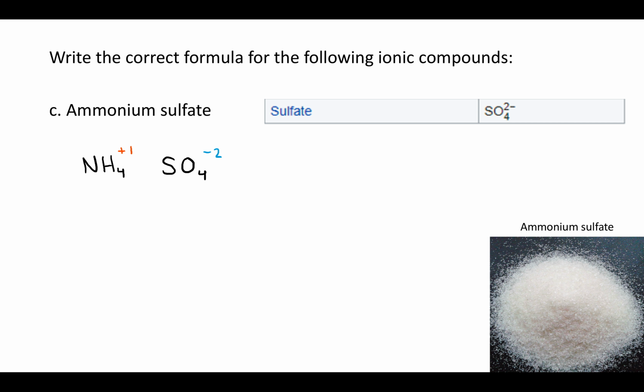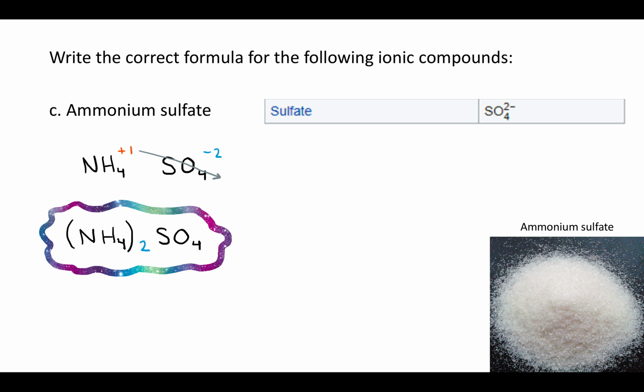To get the compound, we have to crisscross the charges. So the 2 at the top of sulfate is going to go at the bottom of ammonium. And because we want 2 of that whole thing, we have to put it in parentheses. The 1 at the top of ammonium is going to go at the bottom of sulfate. And because it's a 1, you don't write it, so it's just SO4. And so that is the formula for ammonium sulfate, (NH4)2SO4.